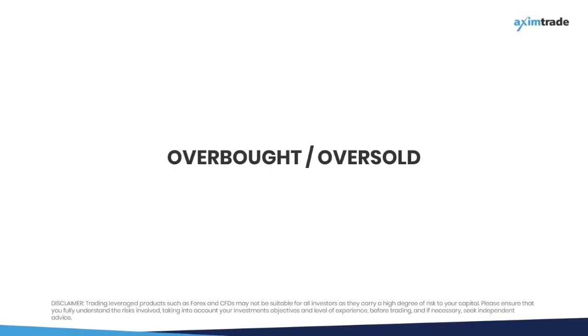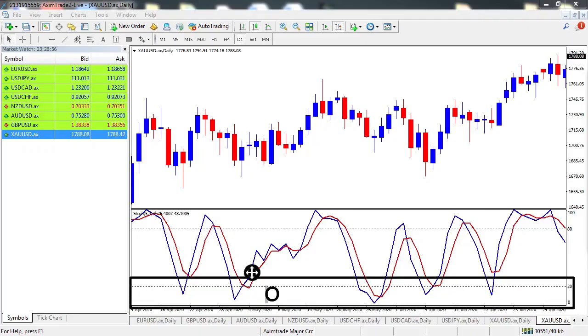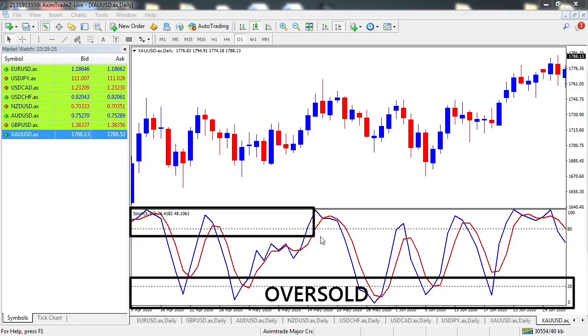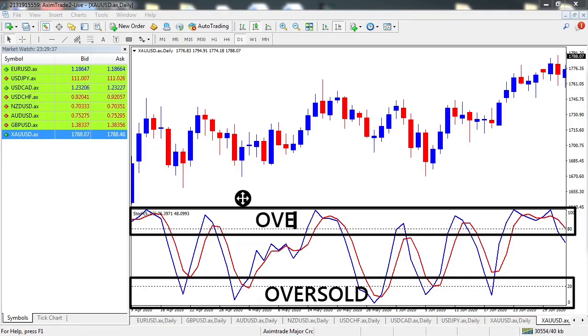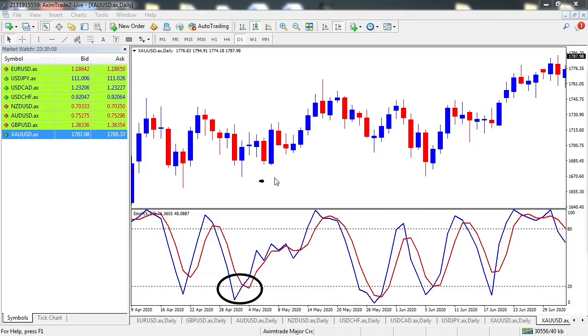Overbought or oversold. The most common stochastic trading strategy is to look for overbought and oversold extremes. This means that traders buy when the stochastic oscillator percentage K falls below the 20 oversold level and sell when the stochastic oscillator percentage K rises above 80 overbought. The logic behind this strategy is that when the market rallies too much, it's more likely to make a pullback. On the other hand, if the market falls too much, it's more likely to make a bounce.